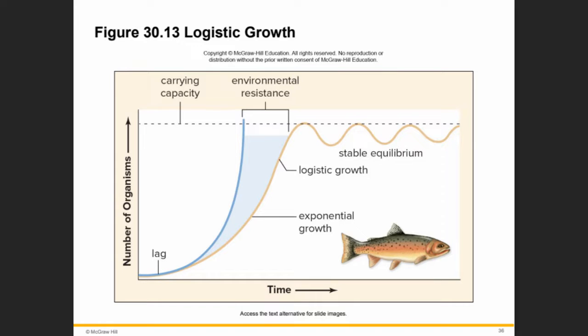So here in this graph, we have number of organisms on the vertical axis and the time on the horizontal axis. The dashed line that you see at the top is from a high number of organisms that runs parallel to the horizontal axis, and it's identified as carrying capacity. Carrying capacity is the total number of individuals that the resource can support.